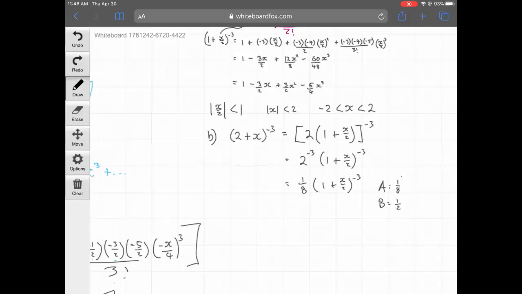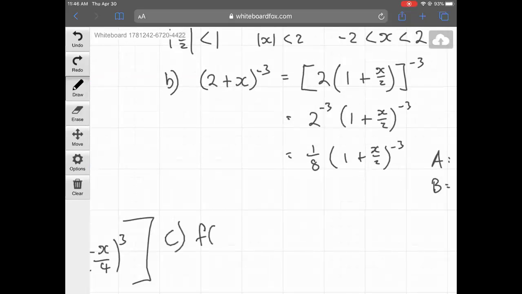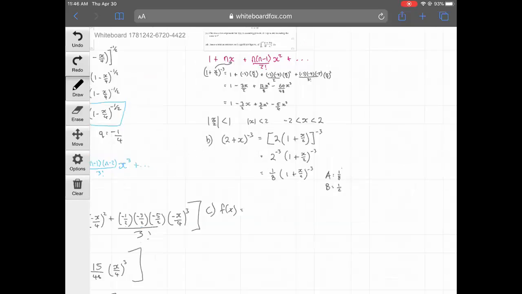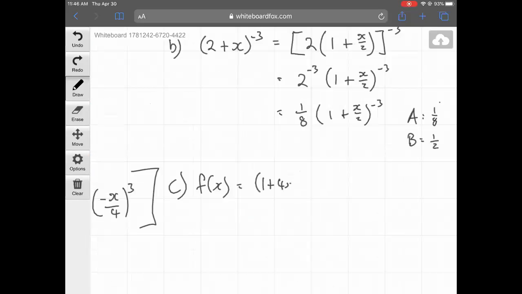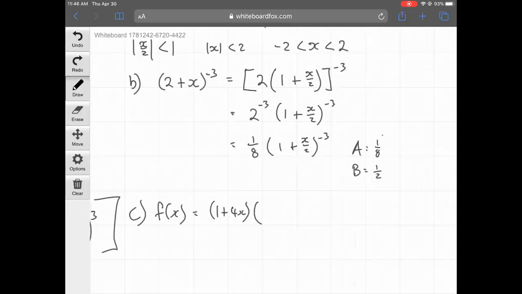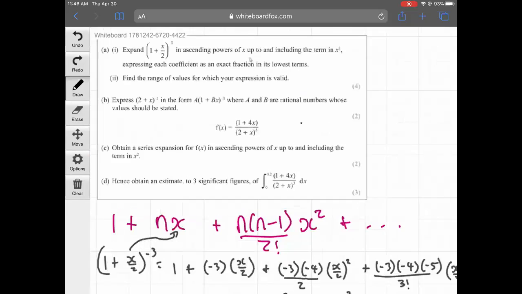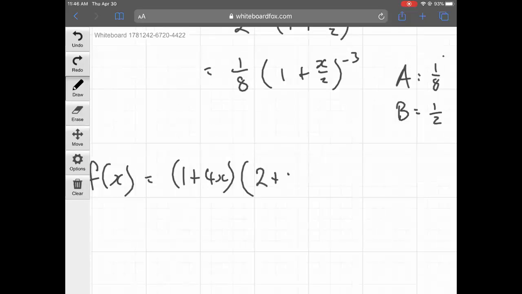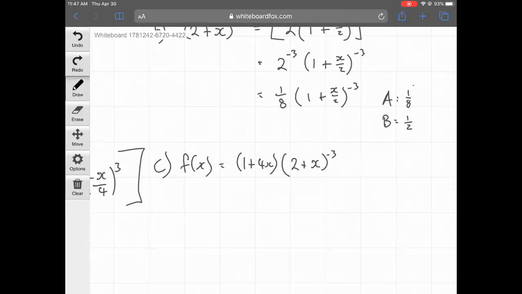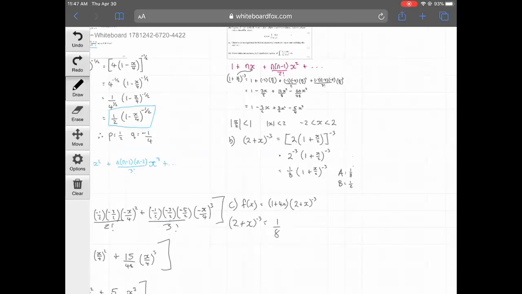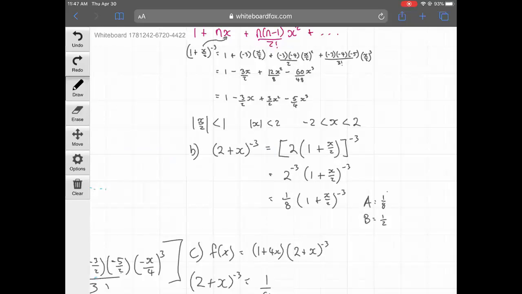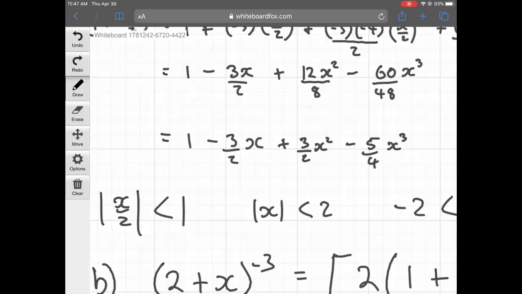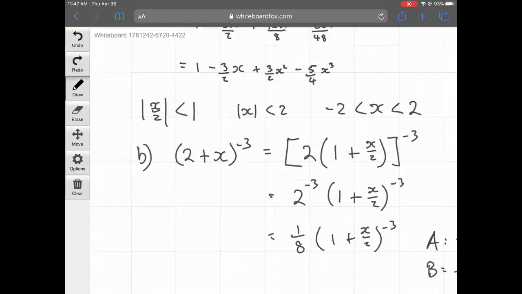Okay, so let's say f of x is equal to 1 plus 4x times 2 plus x to the minus 3. So 2 plus x to the minus 3, we need to work that out first, and I'll do it separately because it's 1/8 times what we got in part 1. So we need to distribute that. Because we're only going up to x squared, we don't need to distribute it over the x cubed term. We can ignore the x cubed term. So we just need the first 3 terms.